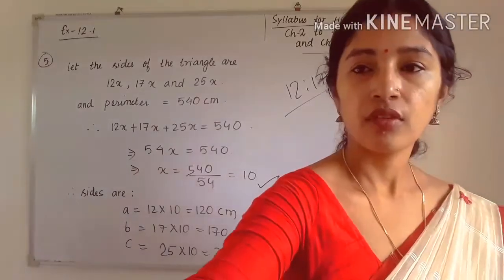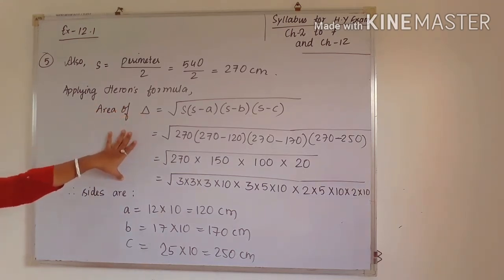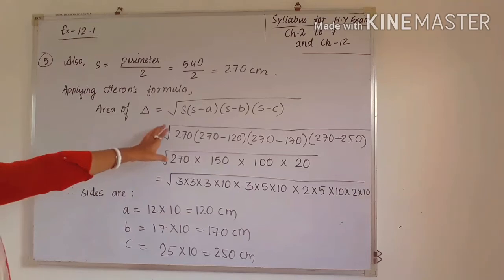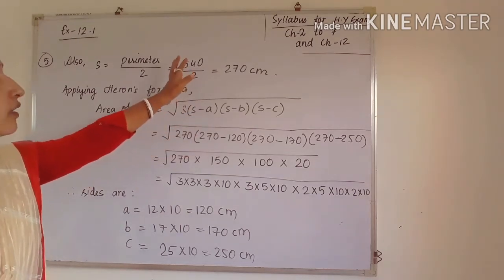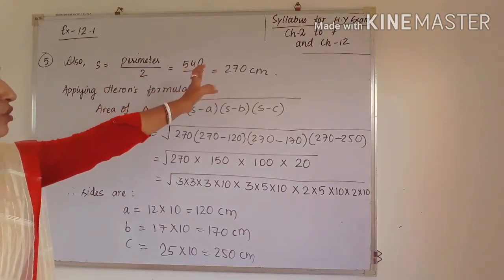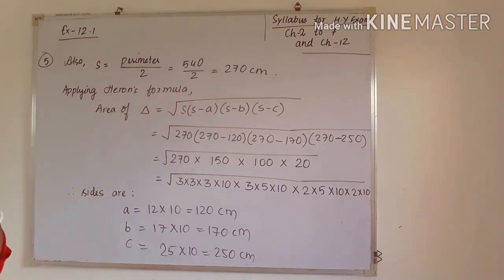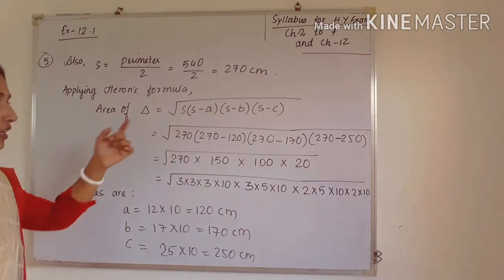Okay. So see, the next step is we need to find the semi perimeter for applying Heron's formula, because we have to find the area of the triangle. So we need S. Perimeter is already given, so we can divide by 2 so that we can easily get the semi-perimeter. Okay, so 270 is the semi-perimeter. So now see, applying Heron's formula, the area of the triangle is this, the formula is this.